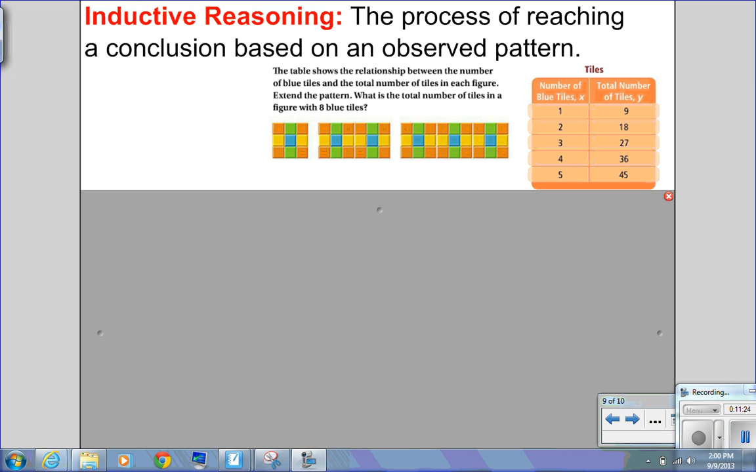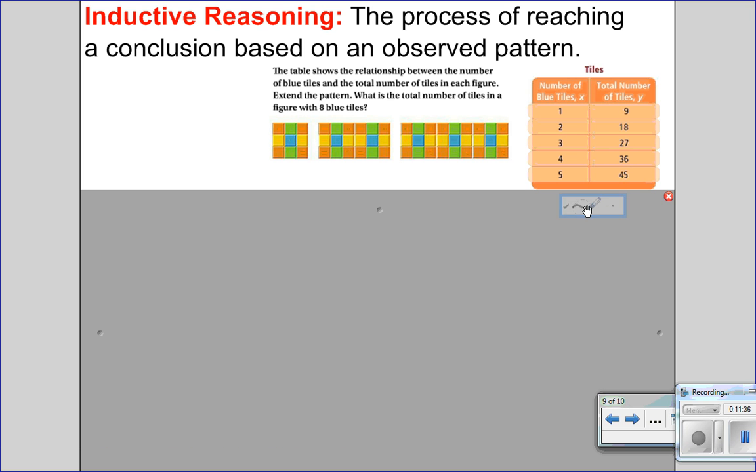Alright, finally, last part is inductive reasoning. The process of reaching a conclusion based on an observed pattern is inductive reasoning. So I have the table shown here. This is also in your book, on page 63. The table shows the relationship between the number of blue tiles and the total number of tiles in each figure. Extend the pattern. What is the total number of tiles in the figure with 8 blue tiles?